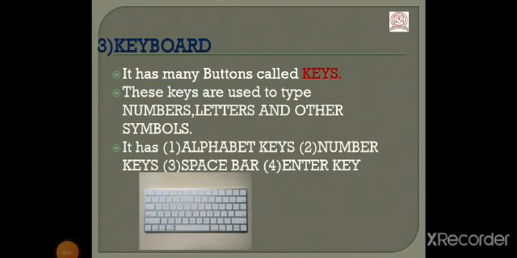The third part is the keyboard. Keyboard has many buttons on it called keys. These keys are used to type numbers, letters, and other symbols. Children, we know that the keyboard has alphabet keys, number keys, space bar, and enter key. All this you have learned in your class 1. Whatever we type on the keyboard can be seen on the monitor.